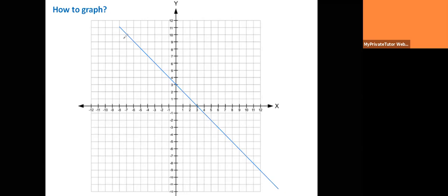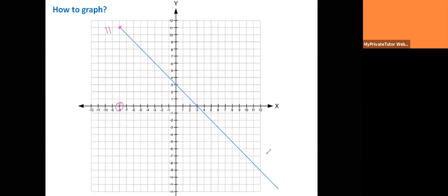Is this line decreasing or increasing? By looking at the graph itself, what do you understand? Is it decreasing or increasing? Any idea, guys? Yes, it is decreasing. The reason is, if you take this x value, here we have -8, and the y value is 11. If you look at any other value here, the x value is increasing, but the y value is decreasing. So the graph is decreasing.